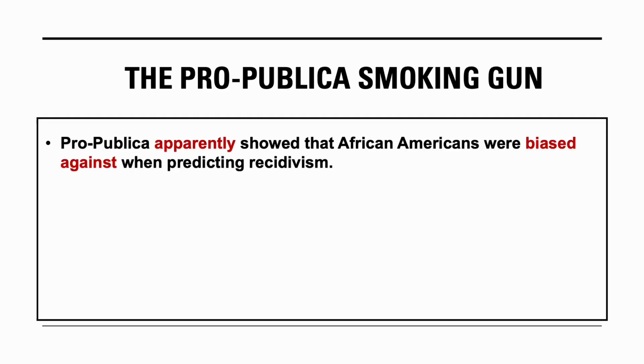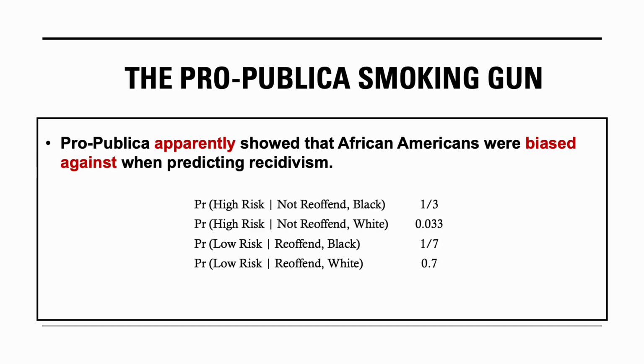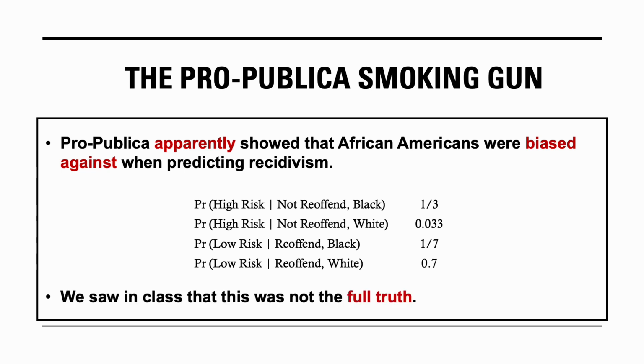In class, we saw that ProPublica apparently showed that African Americans were biased against when predicting rates of recidivism. This is the table from class, and we can see that black defendants were more often predicted to be at a higher risk of recidivism than they actually were, whereas white defendants were often predicted to be less risky than they actually were. However, we saw in class that this was not the entire truth.